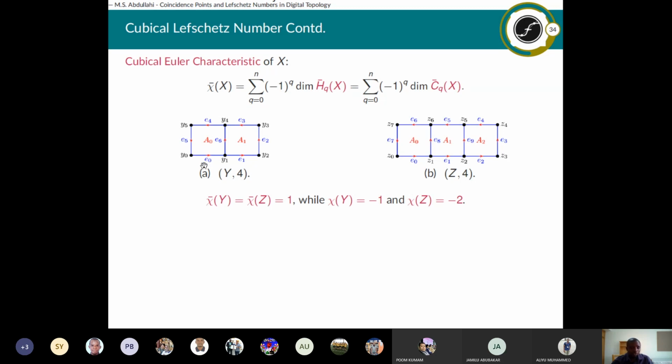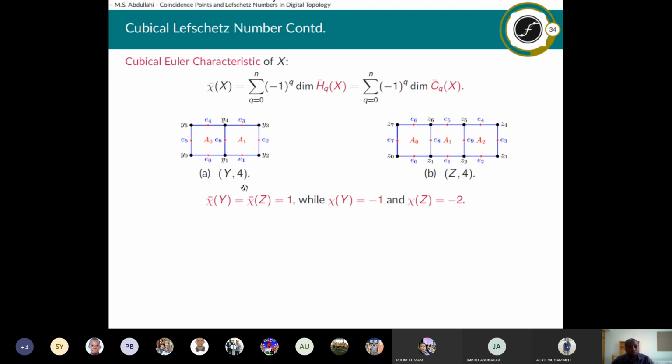Suppose we have 2 examples, Y and Z. Then if we are going to calculate the Euler characteristic, it is going to be based on the dimension of the chains. First we have, if we are going to do the cubical ones, the 0-cube is the point, the 1-cube is just an edge similar to the simplicial one, but the 2-cube is the whole of this, which I call A1 and A0.